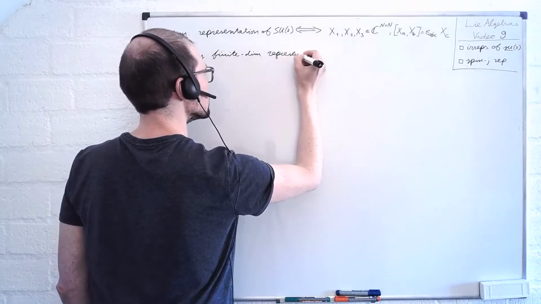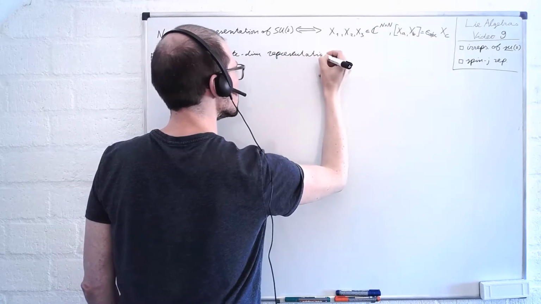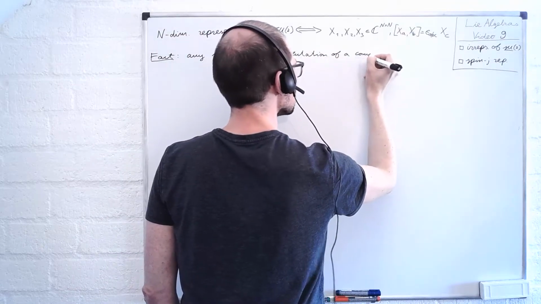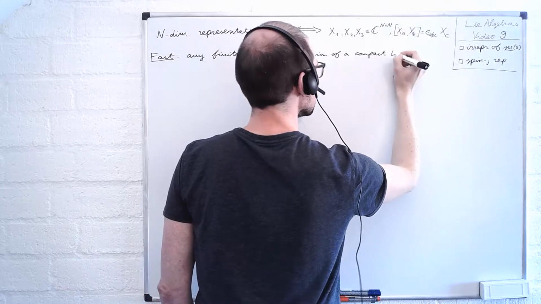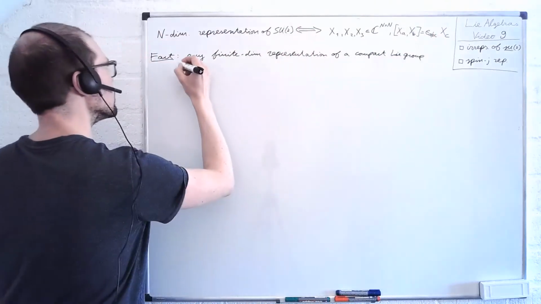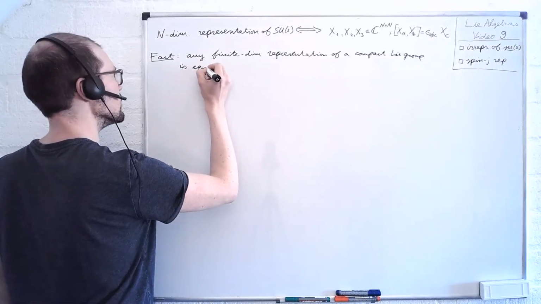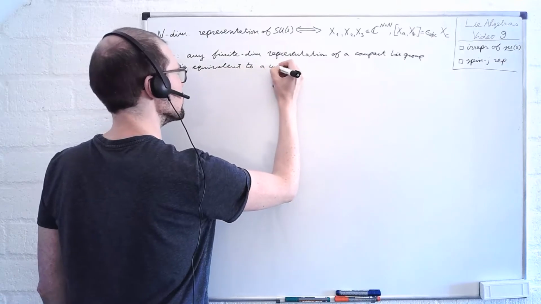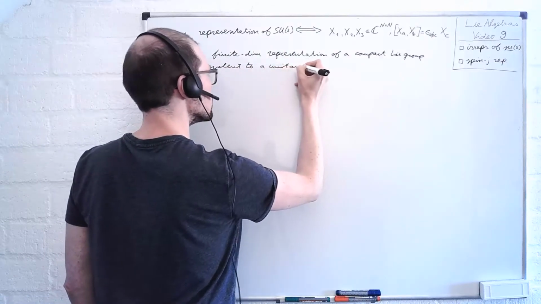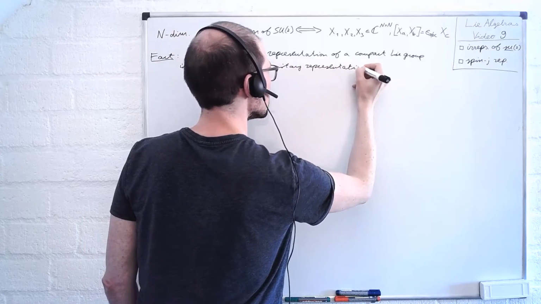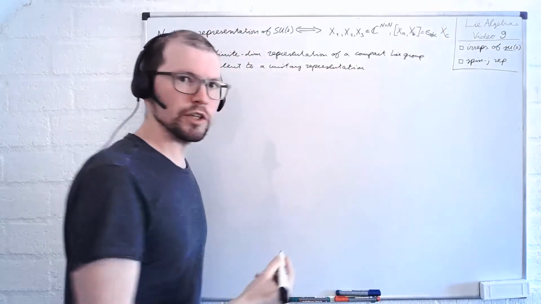representation of a compact Lie group is equivalent to a unitary representation. So just like for finite groups.